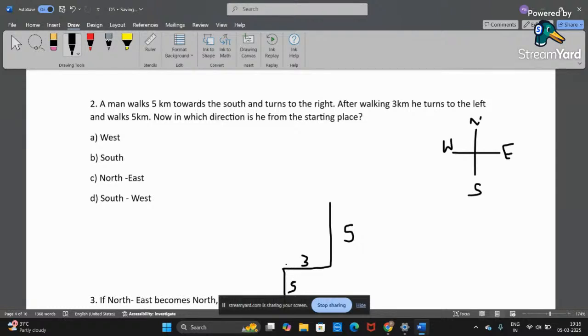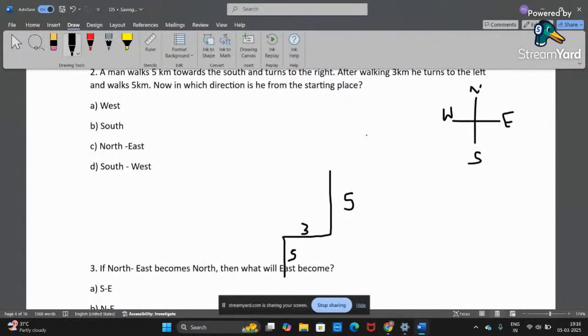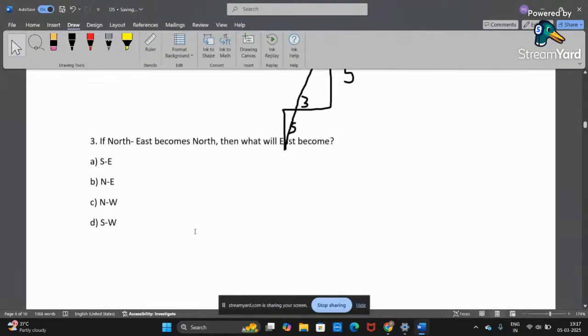Now, in which direction is he from the starting point? This is the starting point of the person, right? So first we have to draw the line. This is the starting point, and now he is in this direction. So what is the answer? It is southwest. Southwest is your answer. Now let's move on to find the answer for the next one.